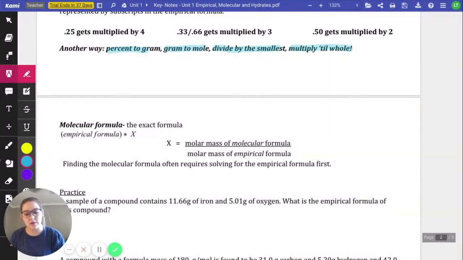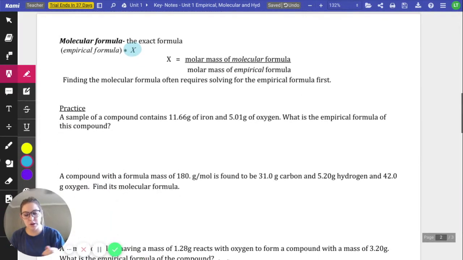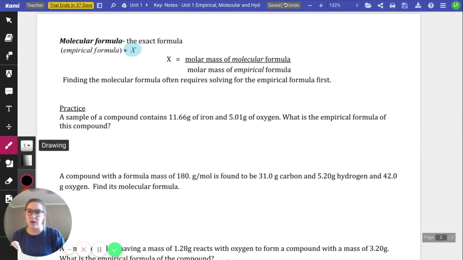So to figure that out, we just multiply our empirical formula by some factor. To figure out that factor, it's the molar mass of our molecular divided by the molar mass of our empirical. You often have to solve for the empirical before you can get the molecular. Okay, so we're going to start with a couple. Hopefully you'll catch on because I know we did a lot of practice with this last year. So at least at Heritage.